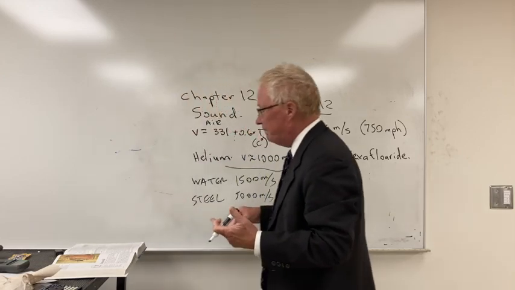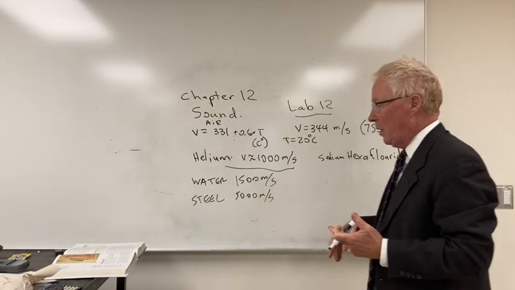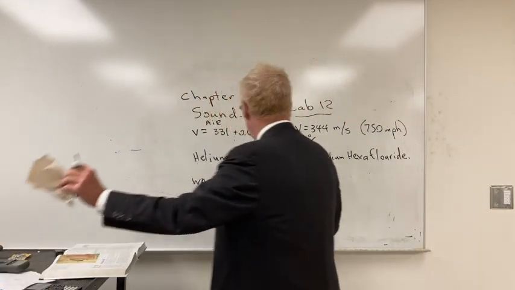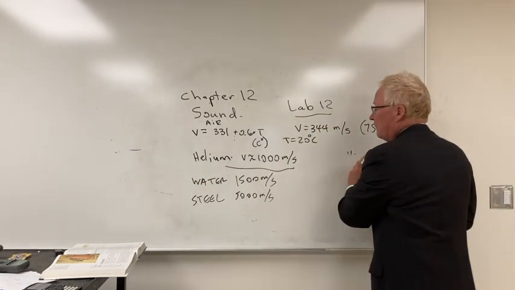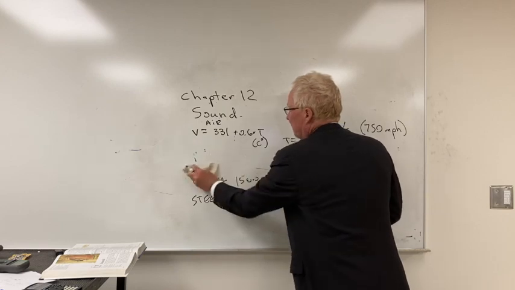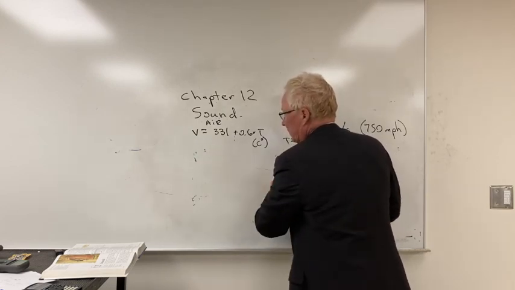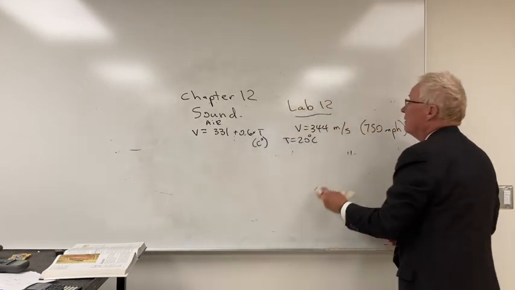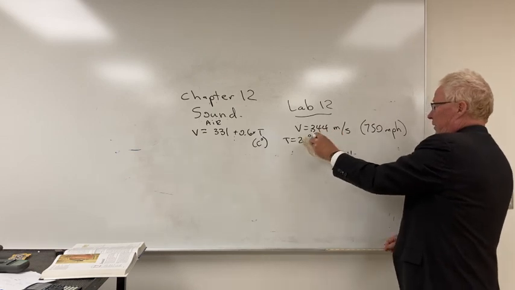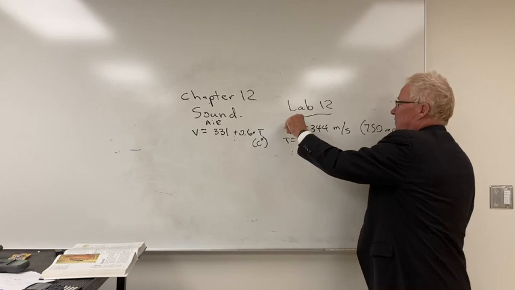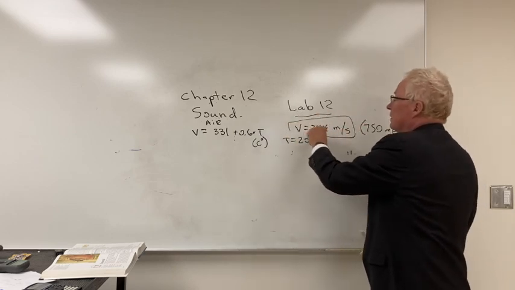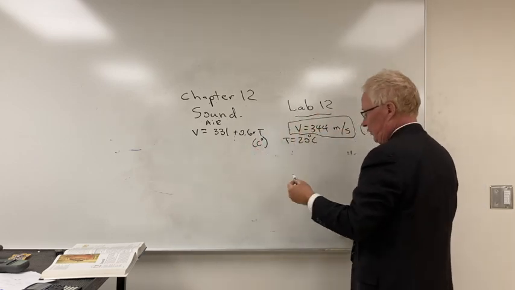We talk about sound waves. Particularly we'll talk a little bit here related to musical instruments, but for the most part, we're going to be using a speed of sound of 344 meters per second, 750 miles per hour. So these are the numbers we're going to be using, assuming approximately room temperature.